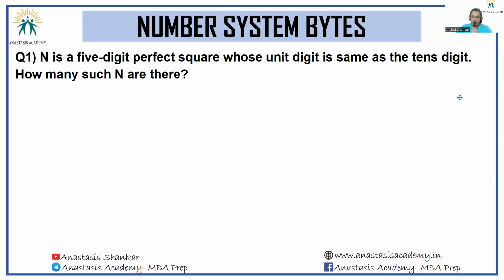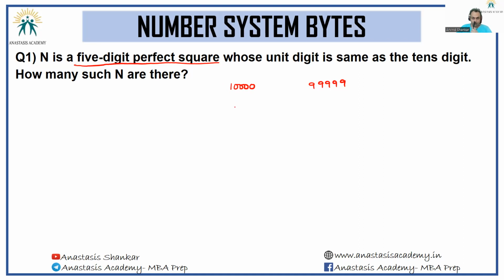Let's look at the solution of this question. N is a 5-digit perfect square whose unit digit is the same as the tens digit. How many such N are there? Okay, if we are looking at 5-digit numbers, the range we are looking at is 10,000 to 99,999.